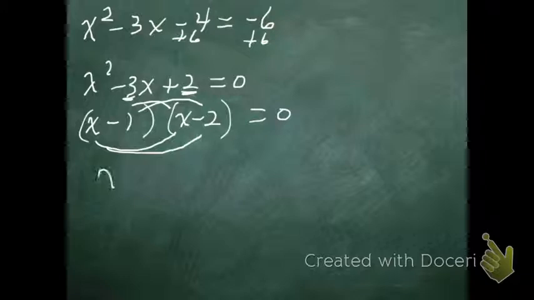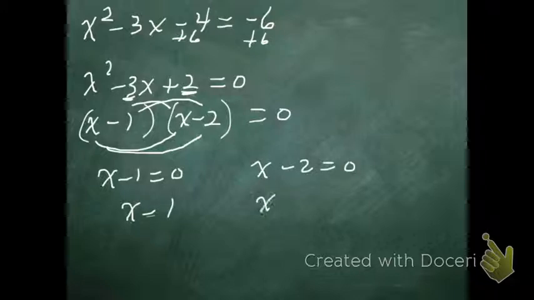All right, setting each factor equal to 0 then. Solving, here we get x is equal to 1, and here we get x is equal to 2. And if I check those, both will work, so we're good.